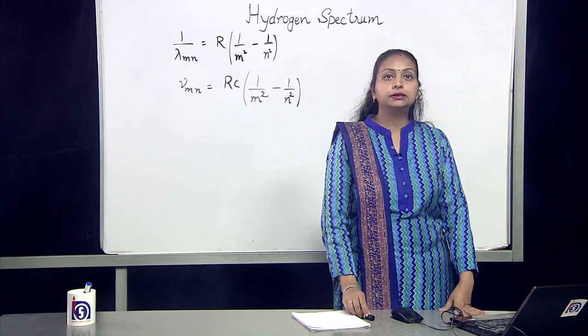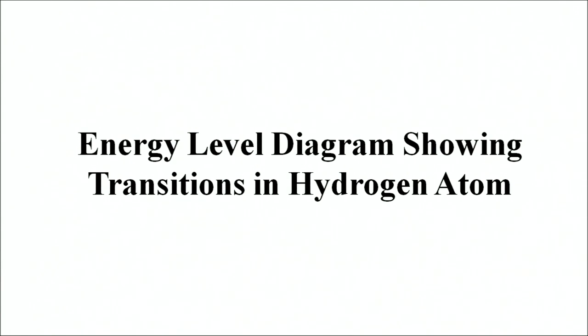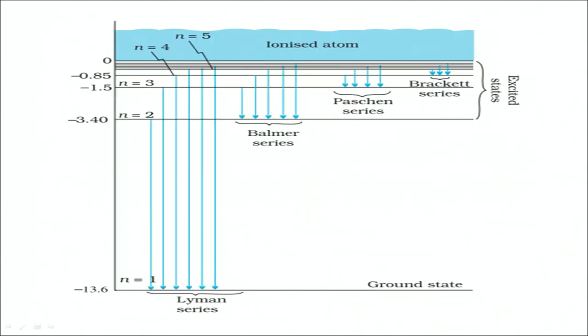Now we will show the energy spectrum diagram of the transitions in the hydrogen atom. As we have already seen, the energy for the ground state, that is n equal to 1, is minus 13.6. For n equal to 2, minus 3.4, n equal to 3, minus 1.5, and so on. Now, there will be transitions from excited states to different states. The first transition will occur from n equal to 2 to n equal to 1, then n equal to 3 to n equal to 1, n equal to 4 to n equal to 1, and so on.